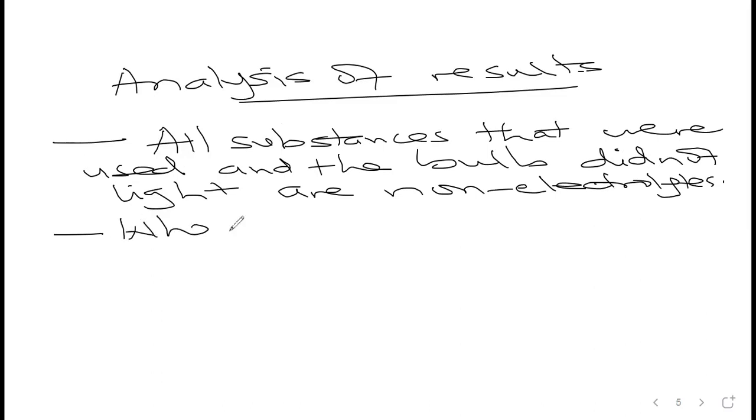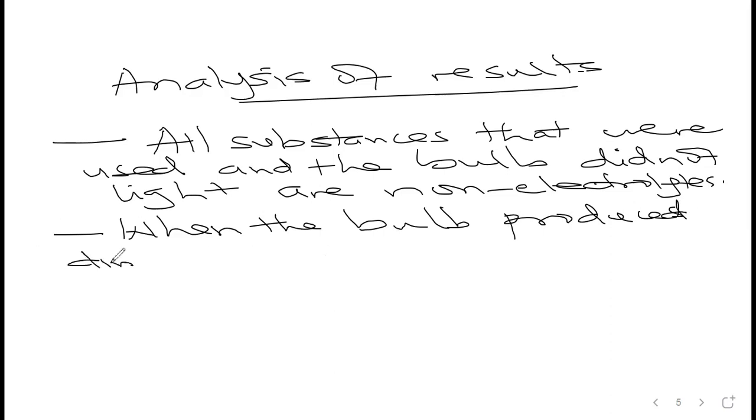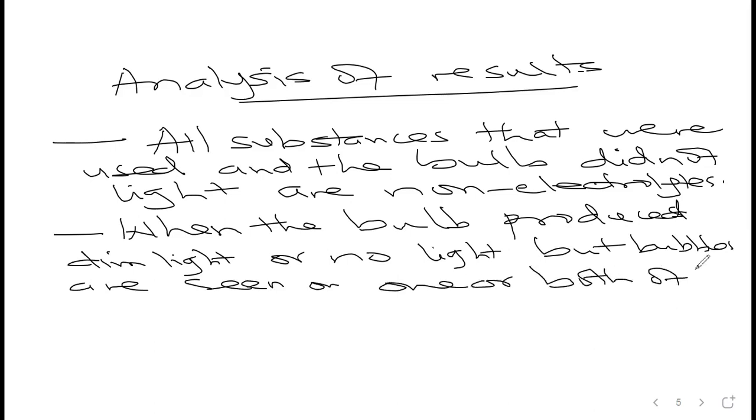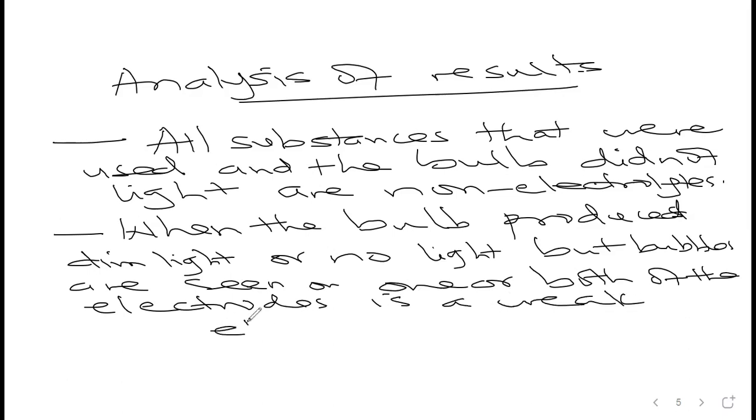Secondly, when the bulb produces dim light, and dim light is that faint light, or no light, but bubbles are seen on one or both of the electrodes, that is a weak electrolyte.